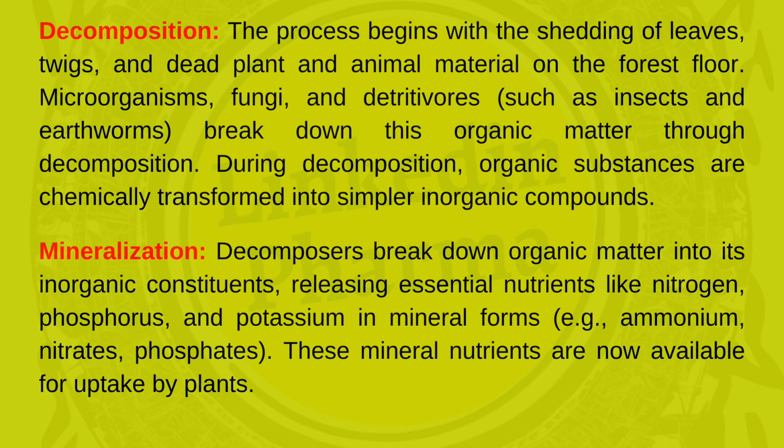Decomposition. The process begins with the shedding of leaves, twigs, and dead plant and animal material on the forest floor. Microorganisms, fungi, and detritivores, such as insects and earthworms, break down this organic matter through decomposition. During decomposition, organic substances are chemically transformed into simpler inorganic compounds.